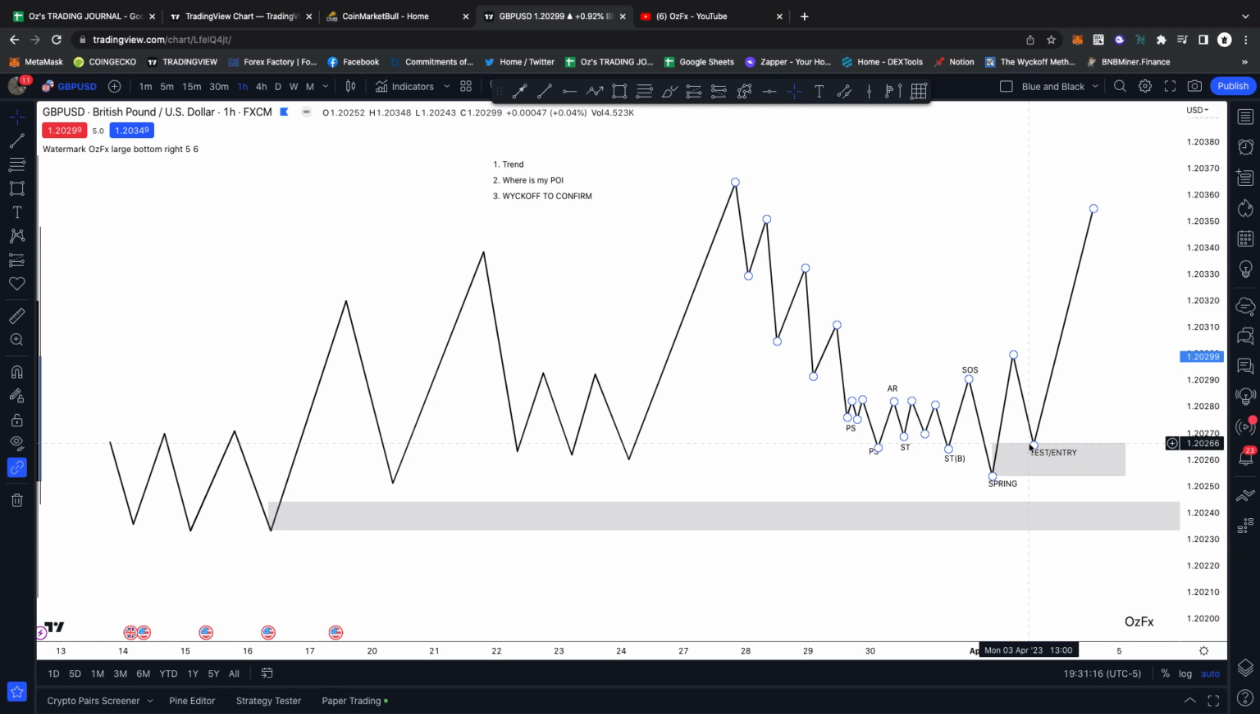All right, guys, that's literally it. That's how simple it can be. Don't overcomplicate it, okay? Just go back and test this in your charts yourself, and that's literally all I got for you guys on Wyckoff.